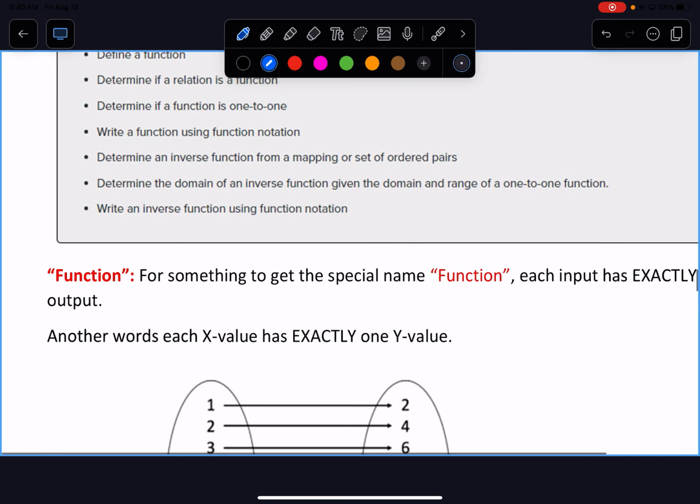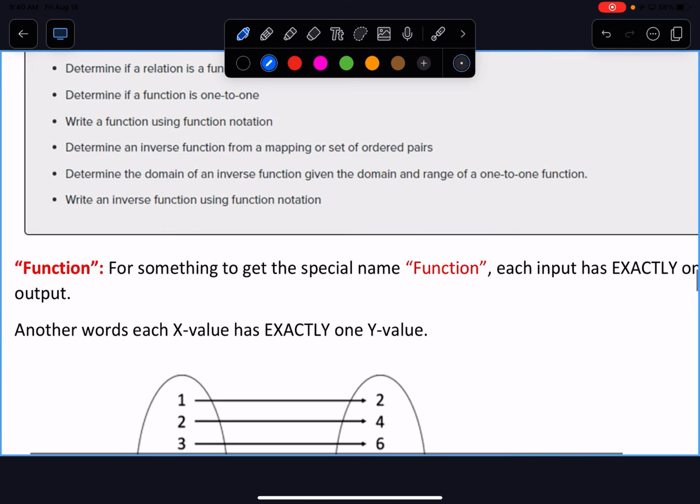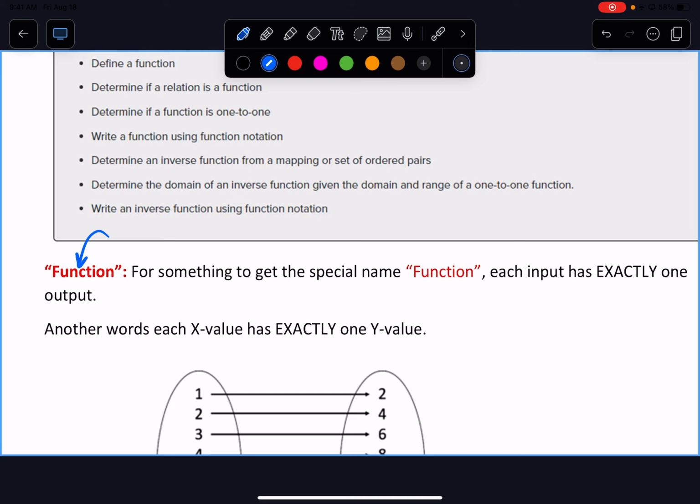So let me tell you something, everyone. For something to get the special name function, it has to have a particular feature. Now, it's not bad to not be a function. It's just a title. Like if I'm Sterling Scholar and you're not, it doesn't mean you're less than me. You just don't get the title Sterling Scholar. That's how functions are. Functions only get the title, quote, function, if each input has exactly and only one output. I'm going to say that a little easier: for something to get the special name, function, each x value can have only exactly one y value.